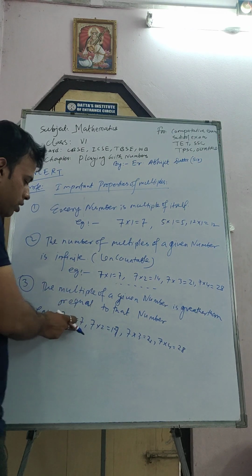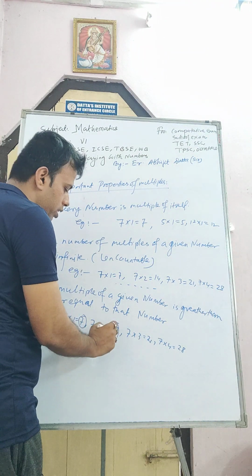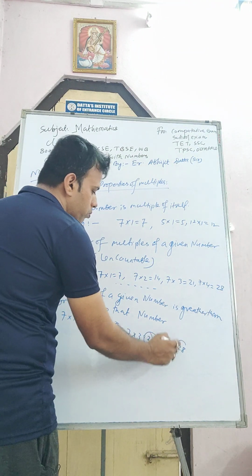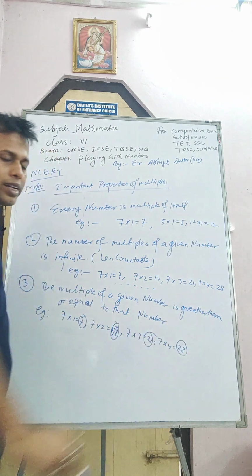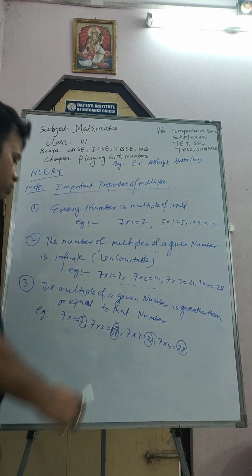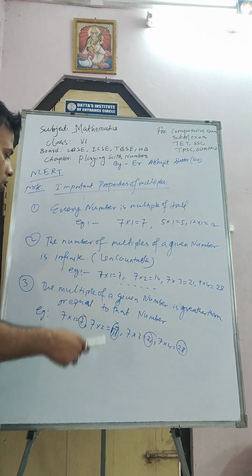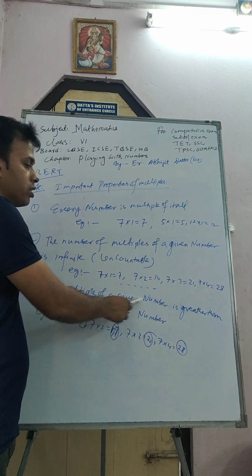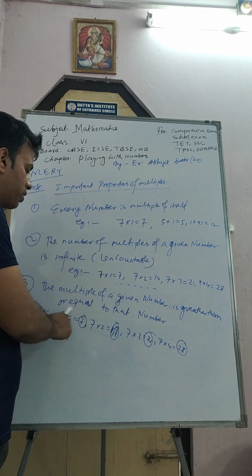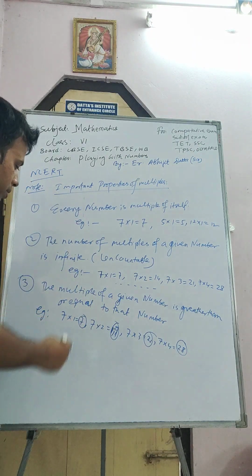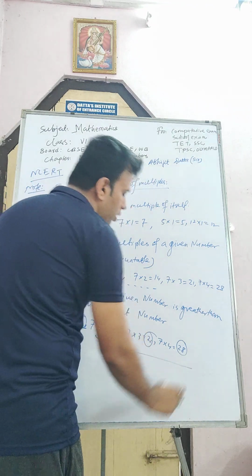This one is the first multiple, this is the second multiple, this is the third multiple, this is the fourth multiple. All these except 7 are greater than the number. So 14, 21, 28 are greater than the number 7. We can say the multiple of 7 is equal to the number when it is 7 into 1, which is 7. So here it is equal, and all the other multiples are greater than.